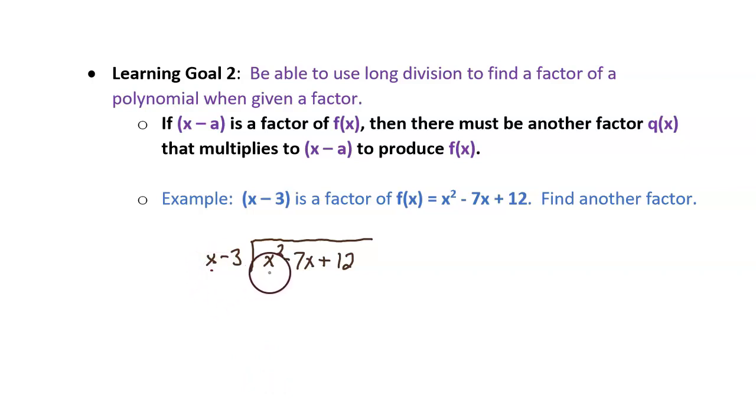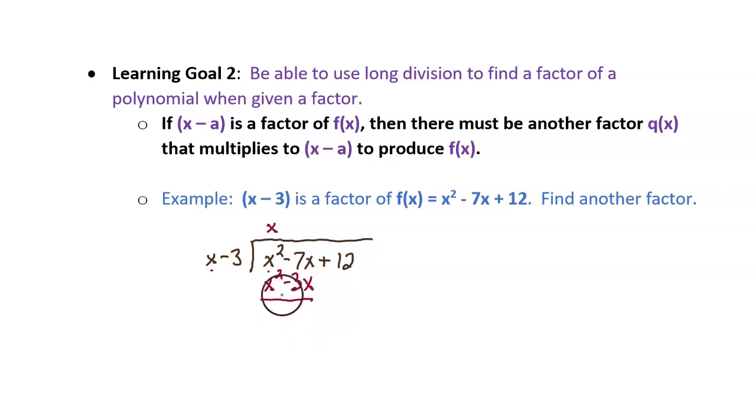Look at the x and look at the x squared. X multiplied by what makes x squared? And that's x, which is written up above, just like you did in elementary school. Then multiply this value up here by this number out in front. X times x is x squared. X times -3 is -3x. This term and this term must match exactly, or else you did not figure out the correct value up above.